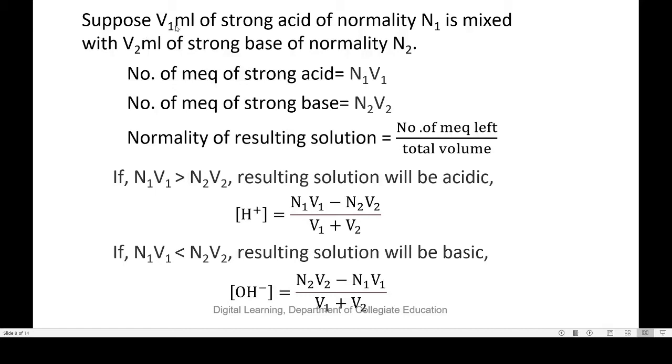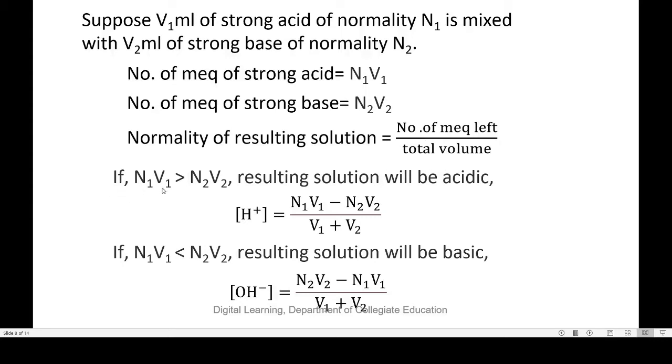Suppose V1 ml of strong acid of normality N1 is mixed with V2 ml of strong base of normality N2, then the number of mass equivalents of strong acid is given by N1 into V1. The number of mass equivalents of strong base is equal to N2 into V2. And after mixing strong acid with strong base, neutralization will take place and the normality of the resulting solution will be equal to the number of mass equivalents left upon the total volume of the mixture.